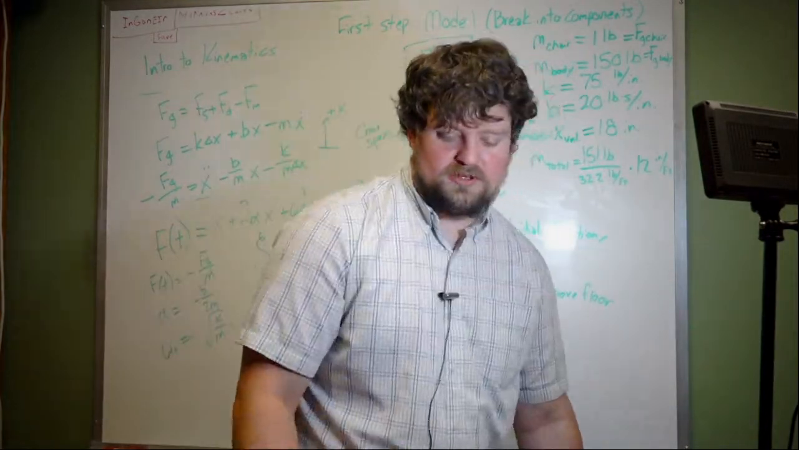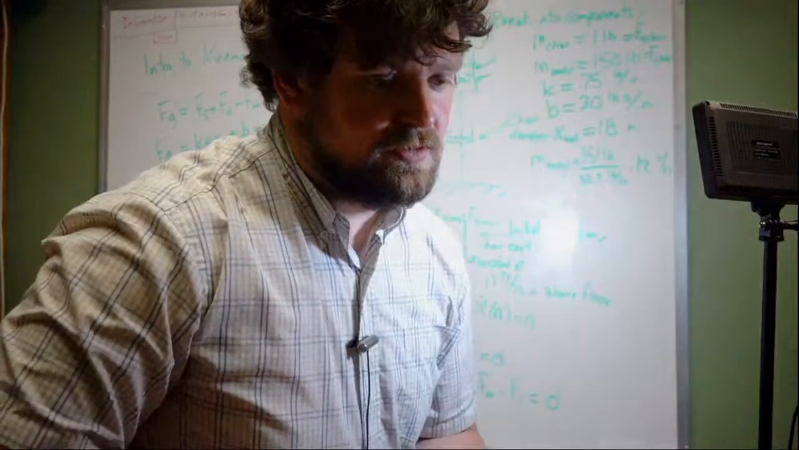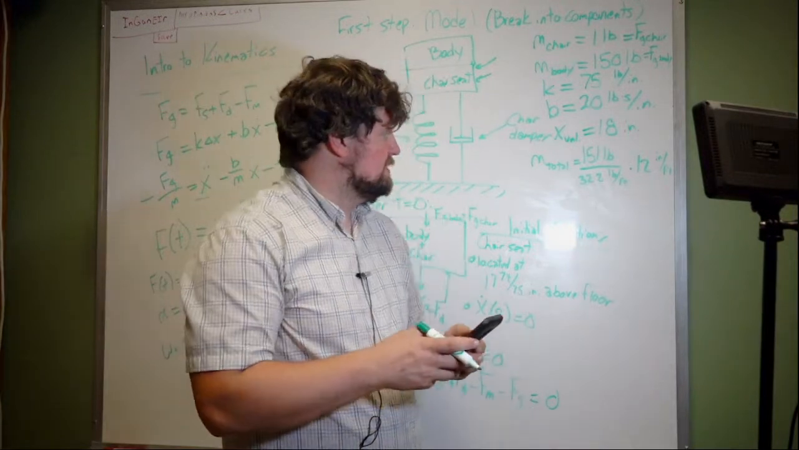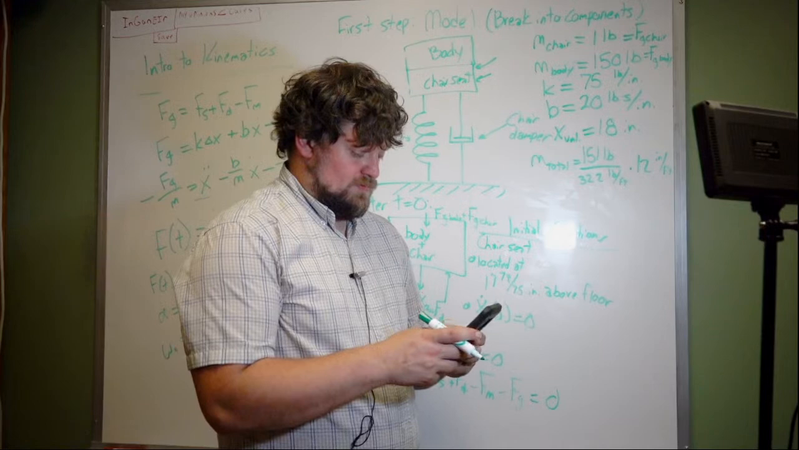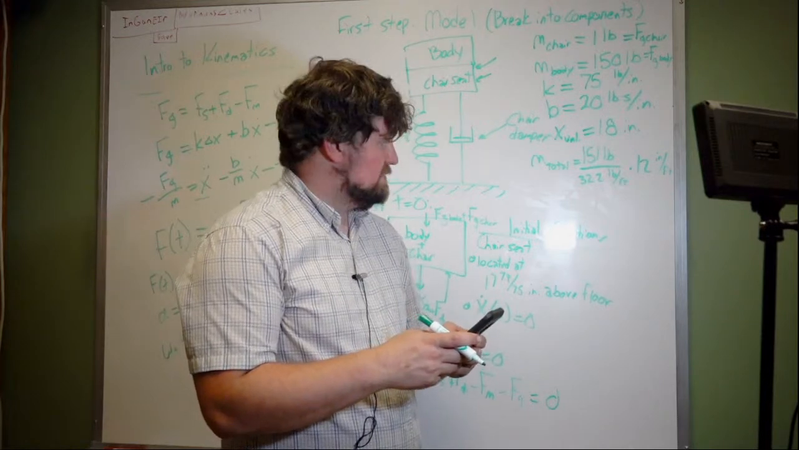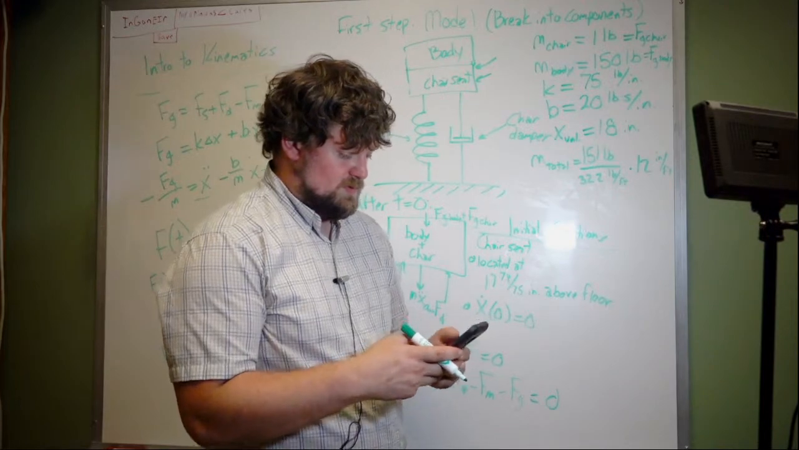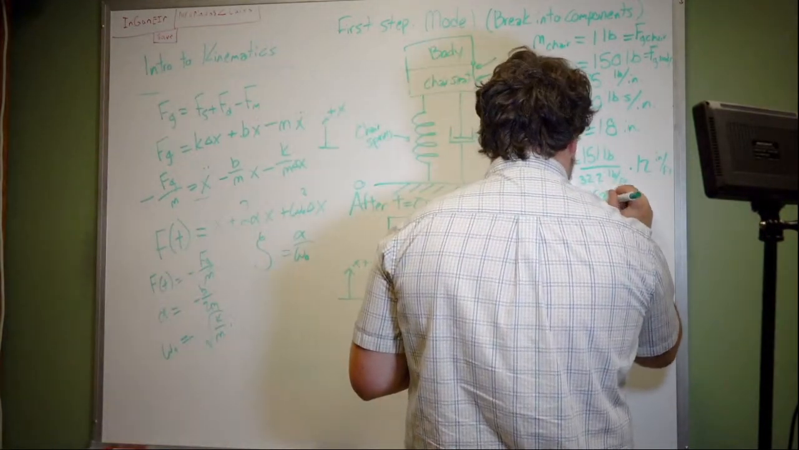Okay, if you do your unit analysis, this comes out to being, what? Don't have my calculator on me. I got my phone. So this comes out to be 151 divided by 32.2 times 12. This is equal to 56.27.